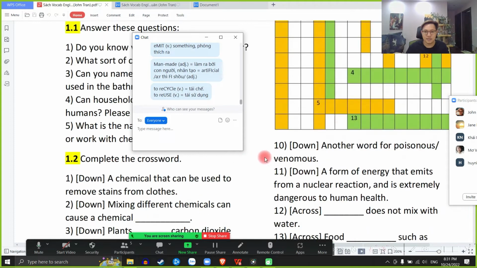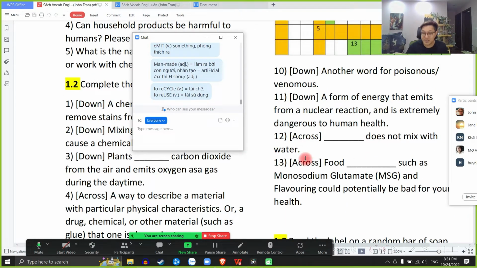Alright. Number 10 down is another word for poisonous or venomous. So maybe you don't know what is different between poisonous and venomous. You know the word poison, right? A poison is something that is very bad for the body. If we drink it, we die.